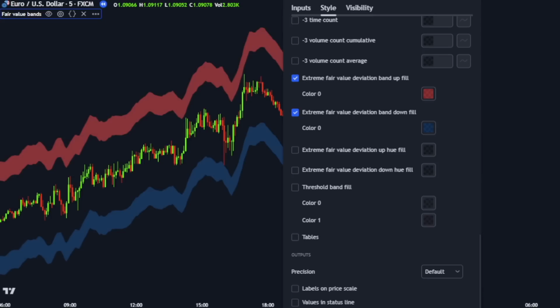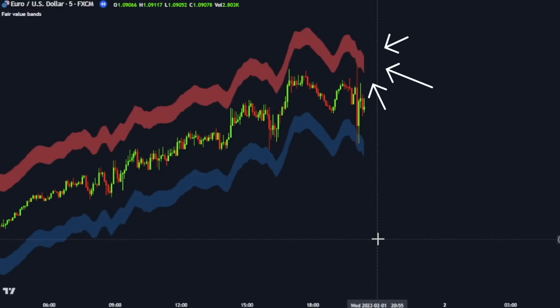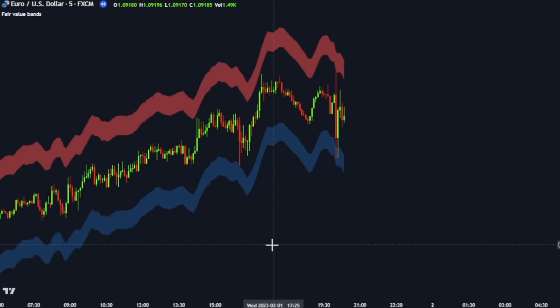And the logic of this indicator is that when the price touches the top of the bands, we would take a short trade. And when the price touches the bottom of the bands, we take a long trade. Because it is an indication that the price is moving away from the average and should return.